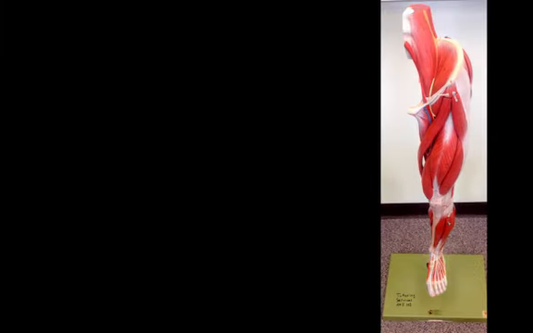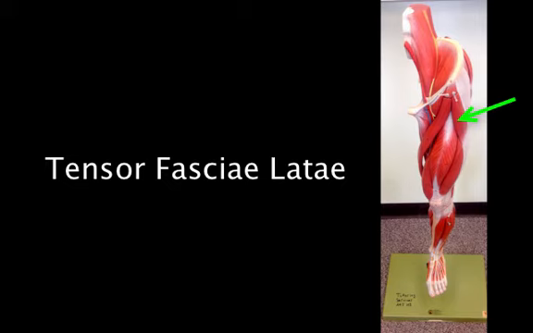All right, and then the final muscle that we're going to be looking at here, if you can name this muscle at the tip of the pointer, it's your abductor muscle. Okay, that's going to be the tensor fascia latae. All right, so hopefully you got them all right.